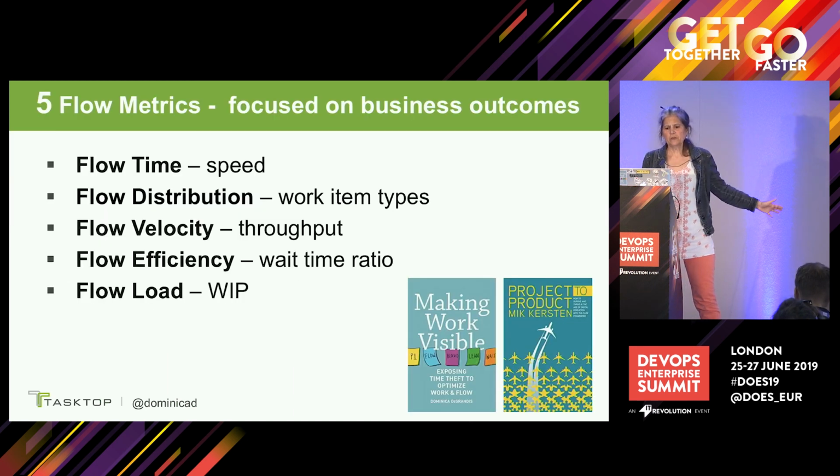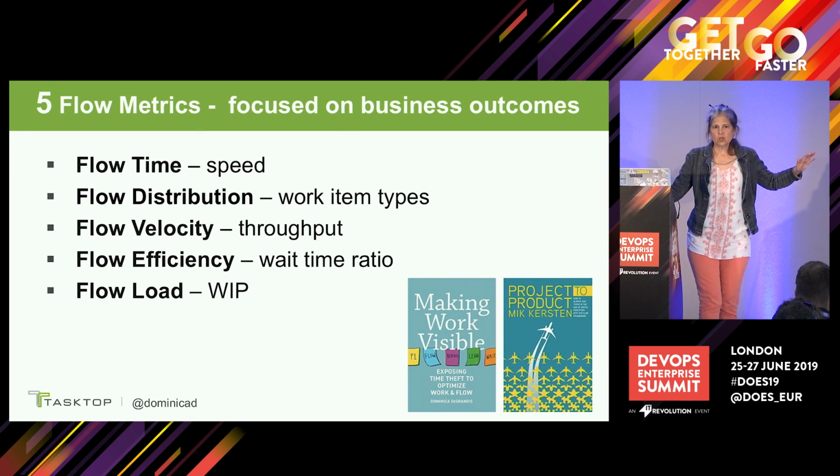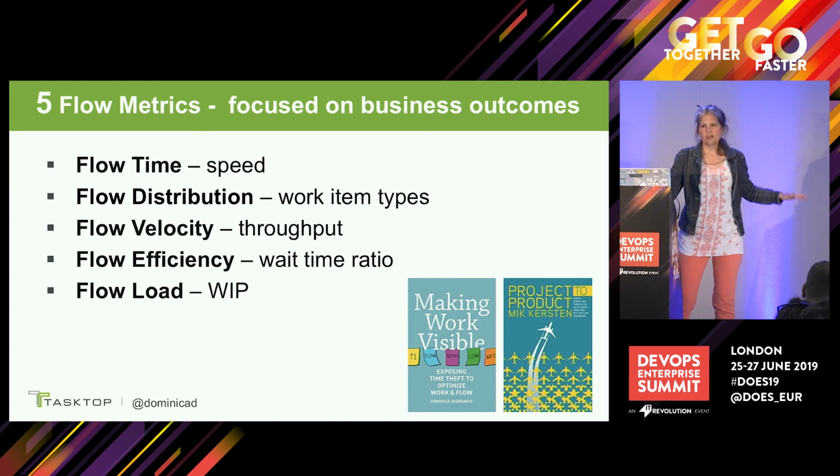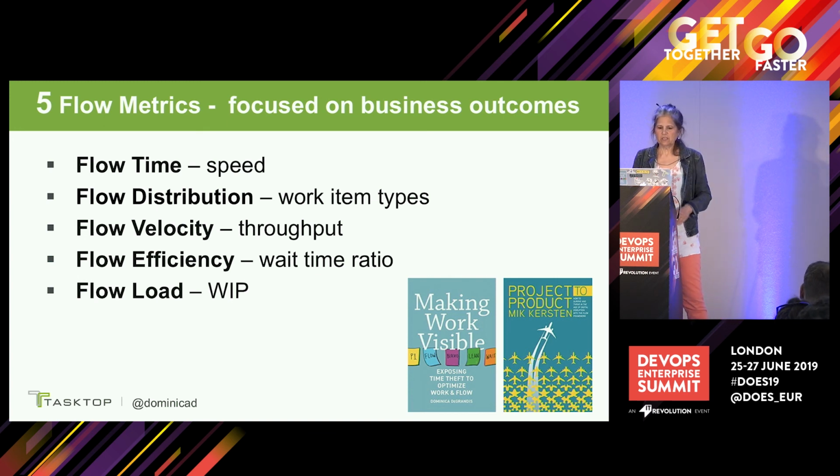So here's a review of the metrics. All 5 of these are detailed quite nicely in Mik Kersten's book, Project to Product. And flow load, flow time and flow efficiency are also in my book, Making Work Visible. I have flow load too, but I didn't call it flow load back then.